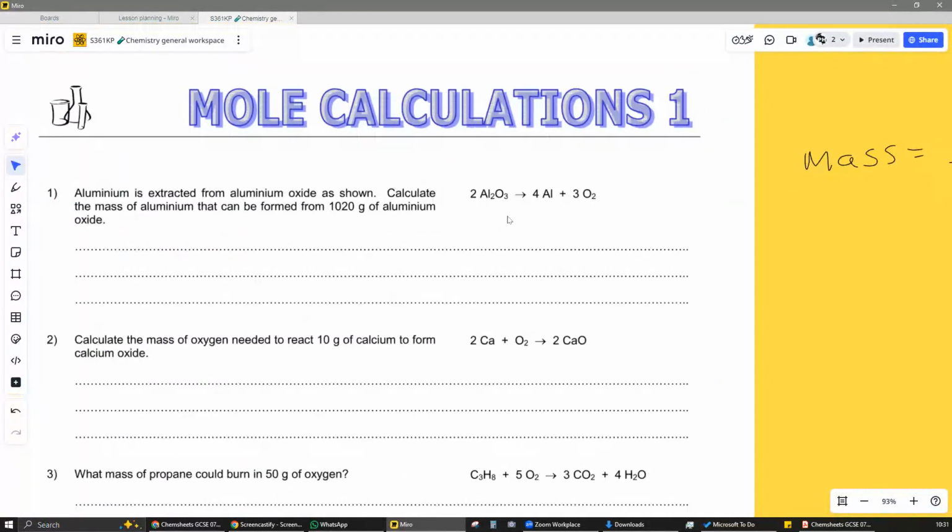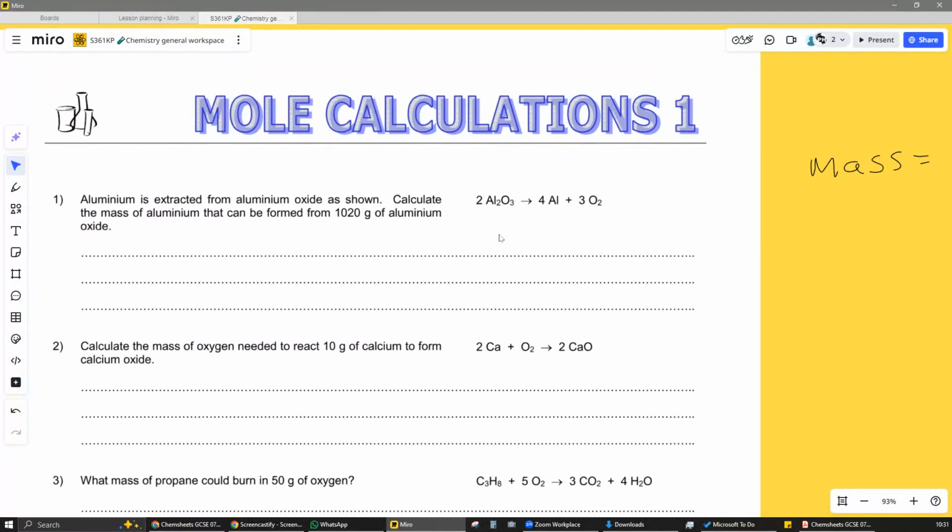So whenever we do these kind of questions, what I find really helpful is if you first identify what I call the known substance, in other words, a substance we know something about. So we know the mass of aluminium oxide, and that's this one here. And the target substance, that is the aluminium, because the target substance is what we want to know about. They're asking us to find out the mass of the aluminium. So that's this one here.